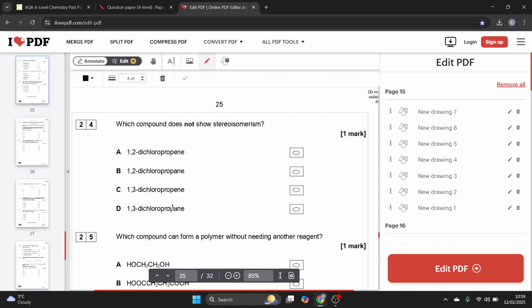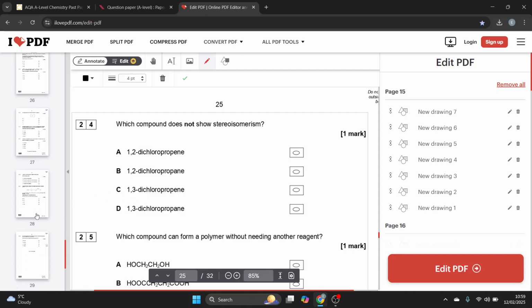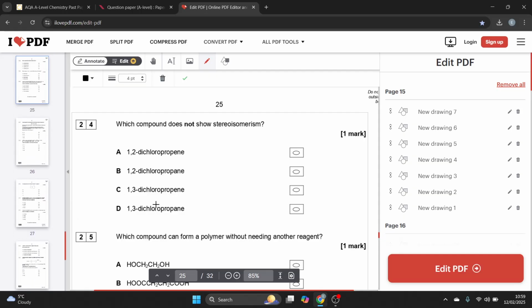Which compound does not show stereoisomerism? 1,2-dichloropropene, 1,2-dichloropropane, 1,3-dichloropropene, 1,3-dichloropropane.